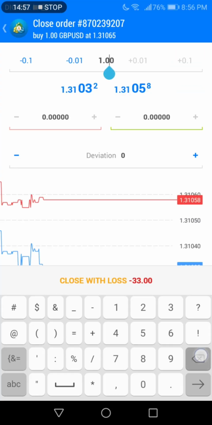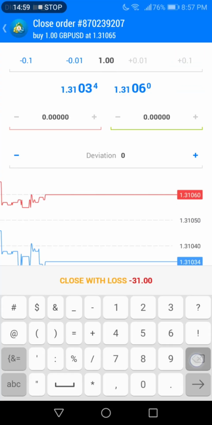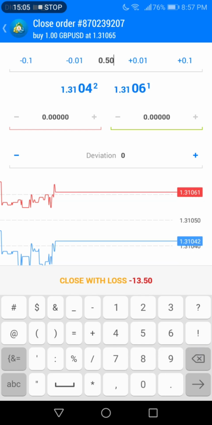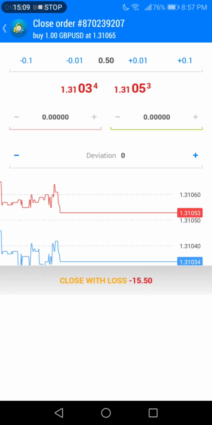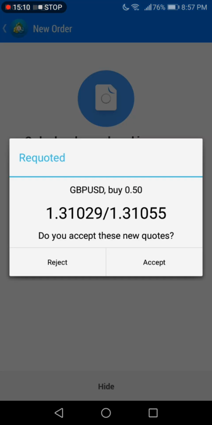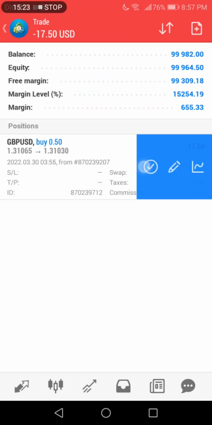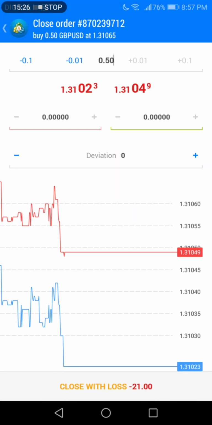Let's say you want to close 50 cent or 5 mini lot instead of closing the full standard, you can do that. Say close with 11, right? And it changed over time. And it's asking me to accept. You don't really have to focus on that either. The same concept applies if you want to close everything, you just don't modify the top.